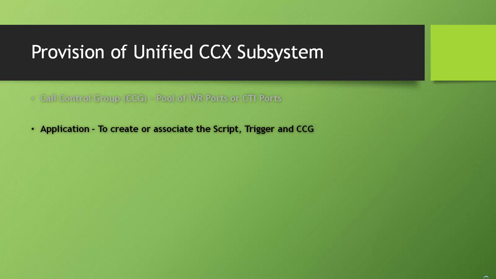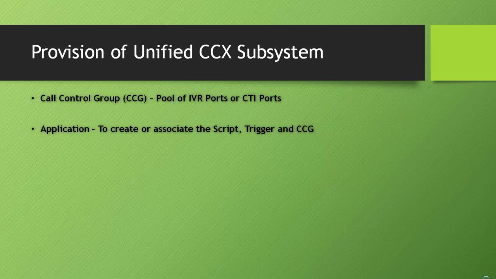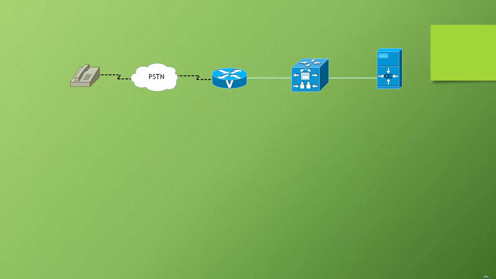So we would be creating the call control group, which basically creates a pool of IVR ports or the CTI ports in unified CM. And we will create the application in unified CCX so that we would be able to either associate or create a new trigger in unified CCX, so that whenever the CUCM sends the call out to the unified CCX, it can call the script and execute the script. With that said, let me quickly check the next slide, where we would see how exactly we create the application and call control group in unified CCX.